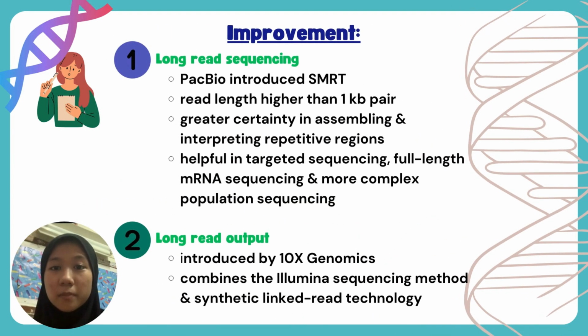To improve this limitation, some efforts were made. One of the ways is to use long-read sequencing. A biotech company called PacBio introduced a third-generation genomic sequencer known as SMRT, which has a read length higher than 1 kilobase pair. SMRT also has greater certainty in assembling and interpreting repetitive DNA regions. SMRT is very helpful in targeted sequencing, full-length mRNA sequencing, and more complex population sequencing.